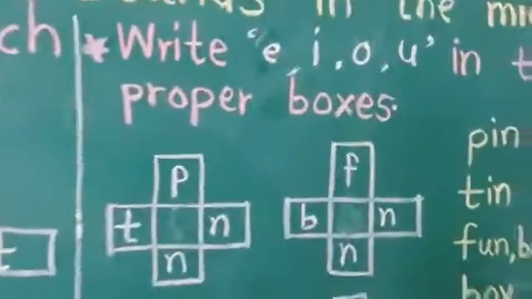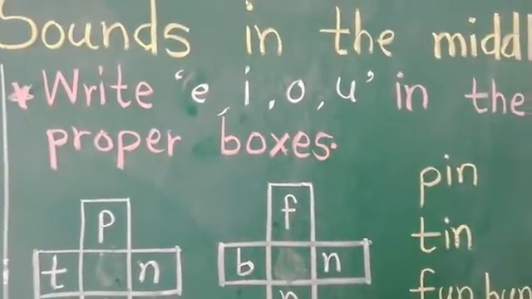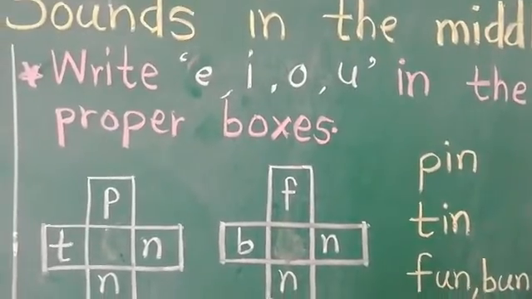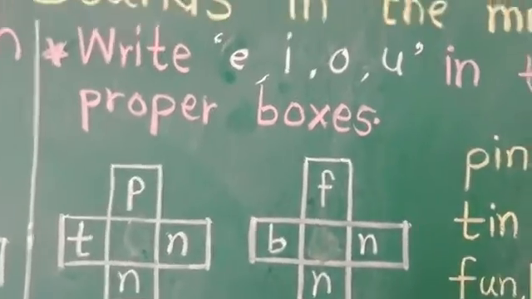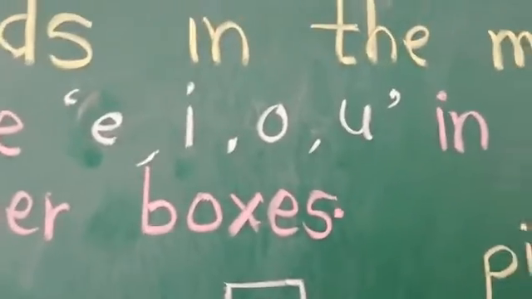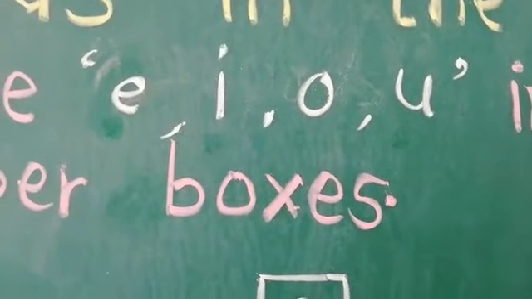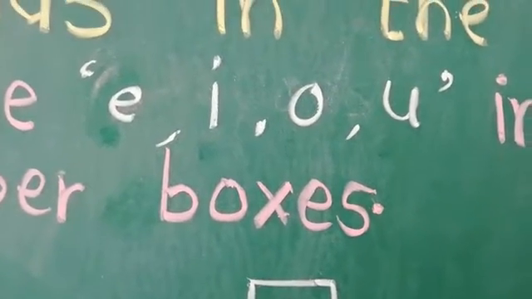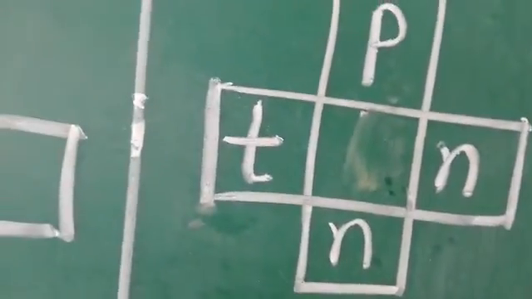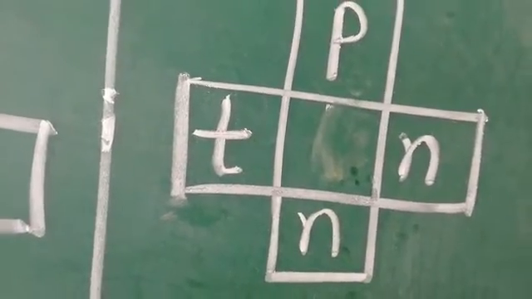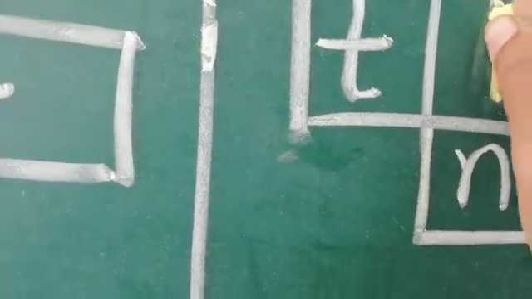Now see the next question. Write E-I-O-U in the proper boxes. See here. What you have to use? You have to use these four letters E-I-O-U, and you have to make a meaningful word here. See here. What we can write here? I, O, U or E? We will write I here. See?